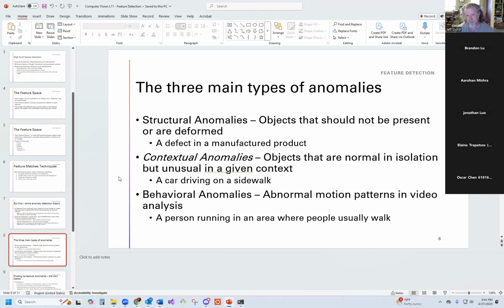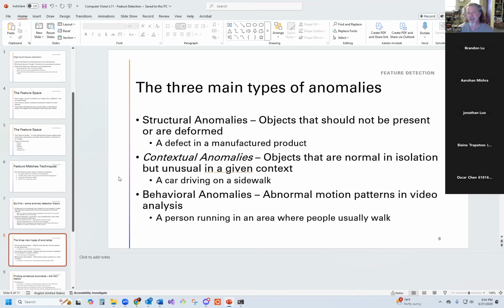A little better example is this idea of a car on the sidewalk, right? So the idea is you're looking for something that is a normal thing, but it is not supposed to be where it is. A lot of anomaly detection and a lot of computer vision is based around this idea of context: what things should be where they are and what things should not be where they are.